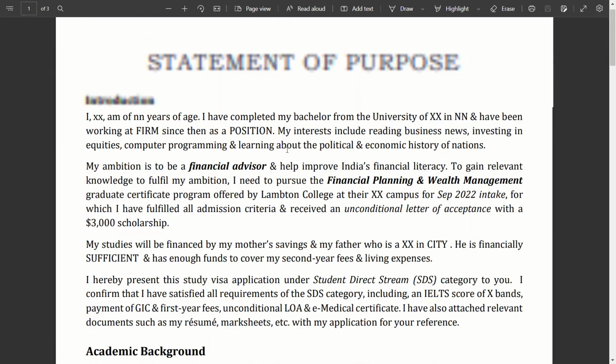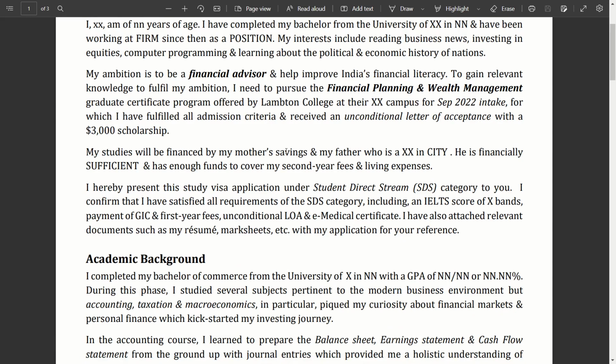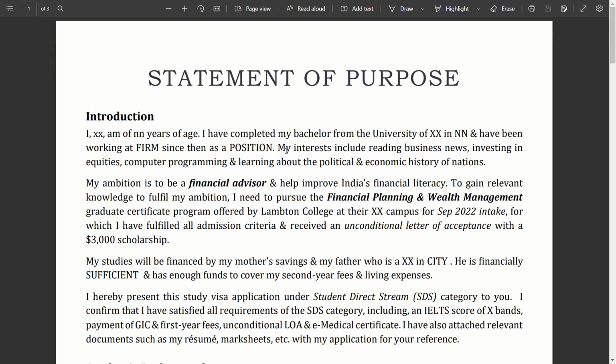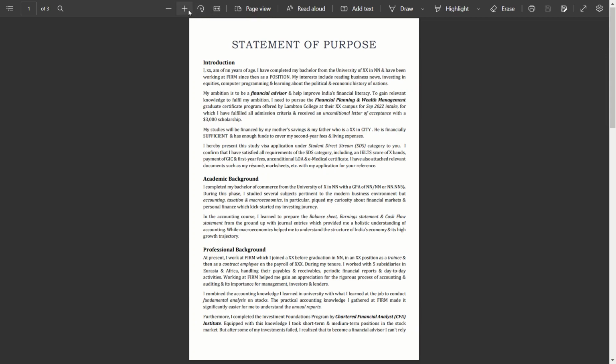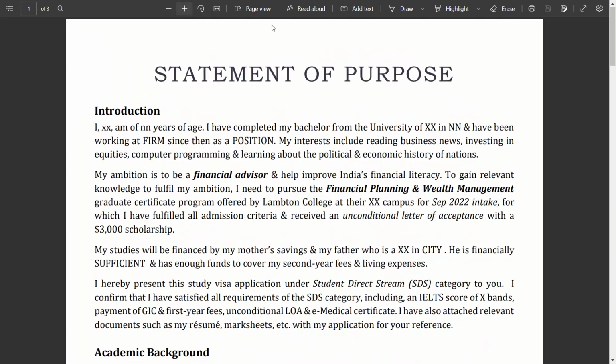So this is the most important part of the SOP. You have to write it this way. You won't face any problems if you write it this way. So let me just give you a small glimpse of the SOP, so you can just read through this. I will slowly scroll down the SOP.